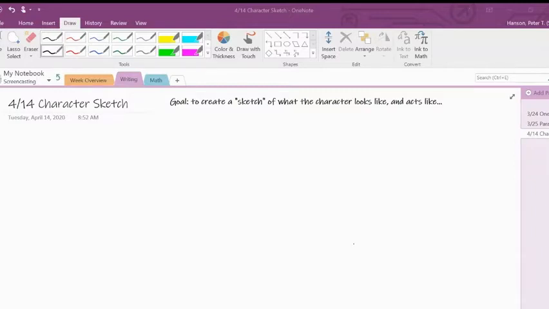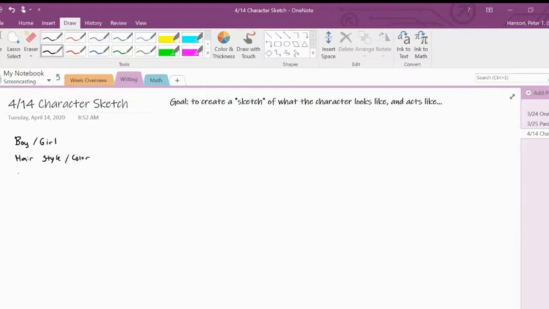Don't be worried about whether this character is perfect right now because your character is likely going to change as you encounter them in a problem or you put them into different situations. As I think about this sketch, I really want to start with some of my basic things. I might think about, are they a boy or a girl? I might think about their hair, hairstyle and color.